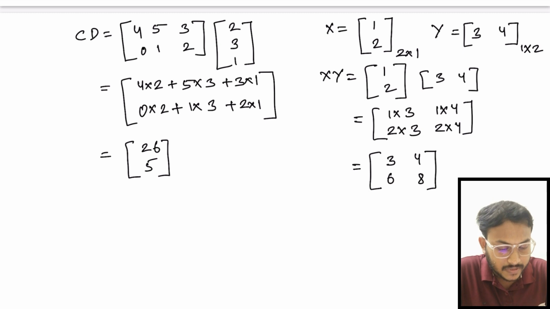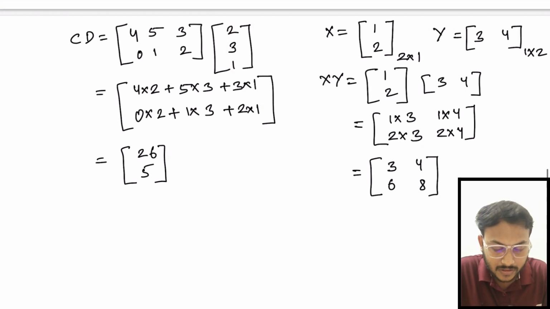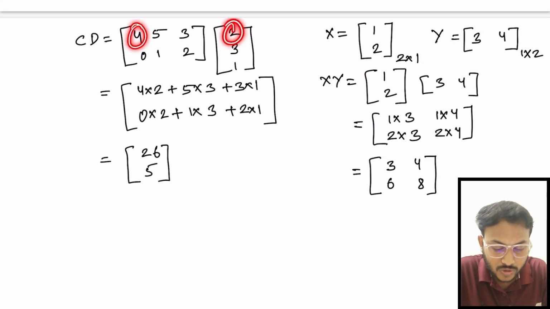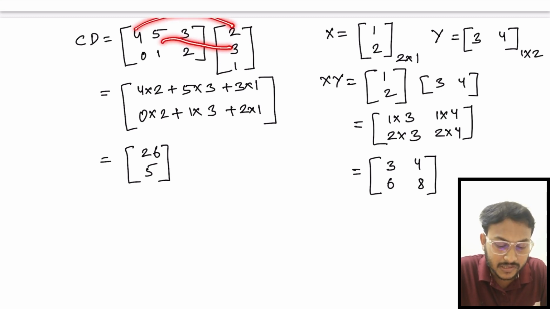Let me clarify the last example. In this row only one element is there. In the previous example where we had taken matrix C and matrix D, the first row has 3 elements and the first column has 3 elements. So we have to multiply the corresponding elements, then add them. So 4 into 2 plus 5 into 3 plus 3 into 1. We multiply the corresponding elements of the row and column, then add. So there are multiple elements in the row and multiple elements in the column.